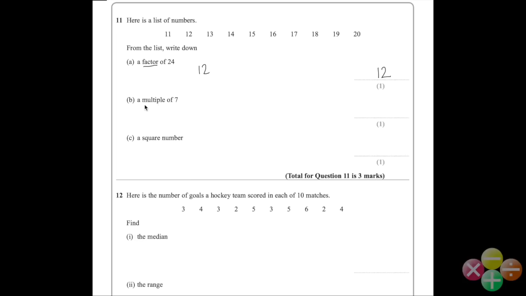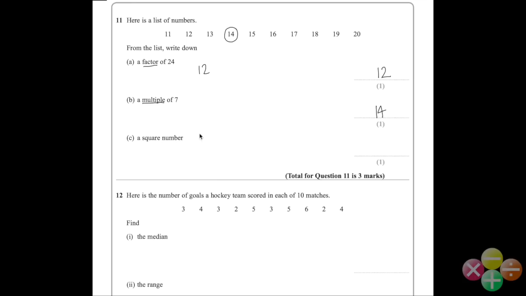A multiple of 7. Now multiple is anything in the 7 times table. Well, looking along my row of numbers, I know that in my 7 times table, 2 7s are 14. 3 7s are 21, and it's not on the list. So the only answer there is 14.